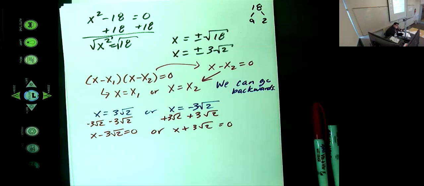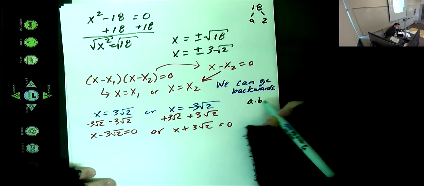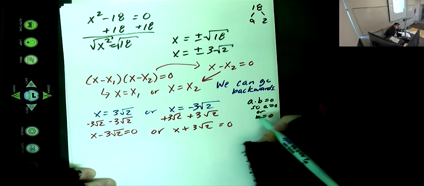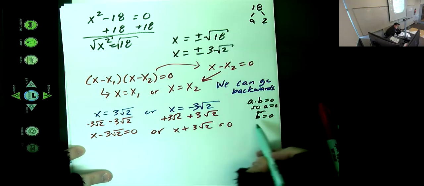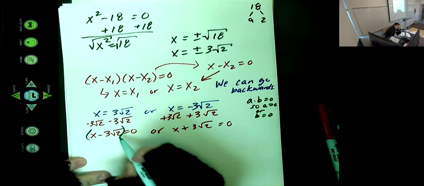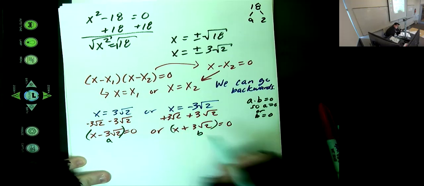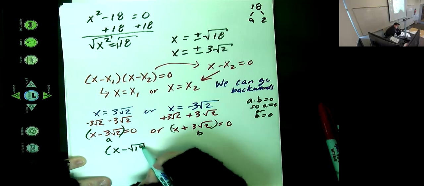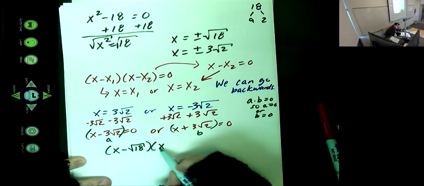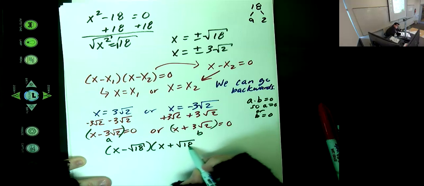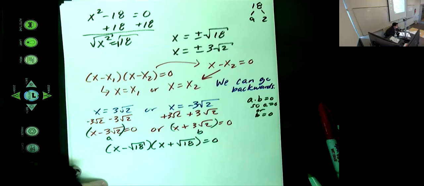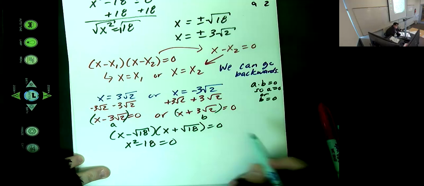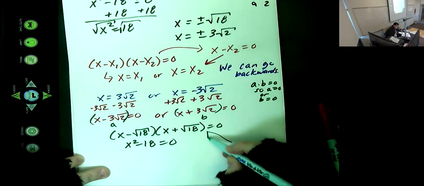And since this goes with the zero product rule, a times b equals 0, so a equals 0 or b equals 0. We tear them apart, but now we're going to put them back together. Let's call that a and let's call that b. We can put this back together and say x minus 3 root 2, which was the square root of 18, and this was plus the square root of 18. And if you multiply this out, you're going to get x squared minus 18 equals 0, which means those are the factors.